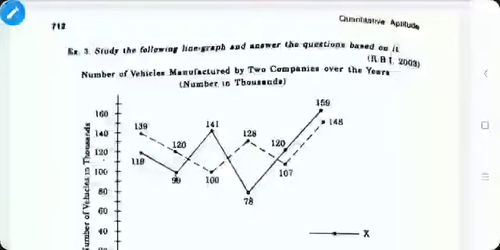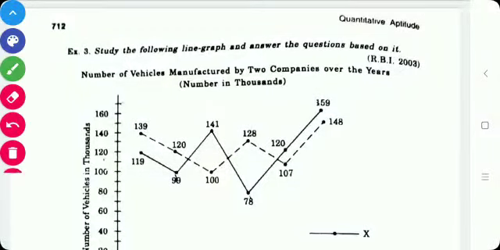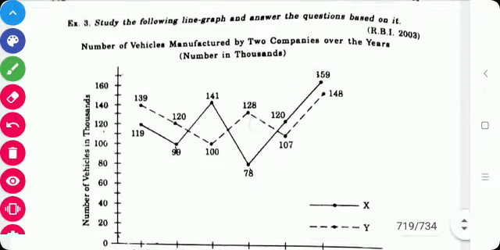Dear students, we will see problems on line graph in this section. The problem is: study the following line graph and answer the question based on it. This is the line graph of the number of vehicles manufactured by two companies over the years, and the numbers are in thousand.